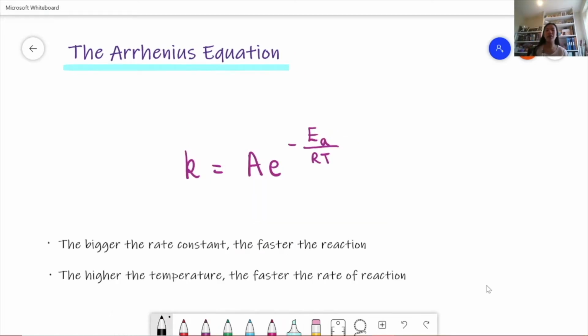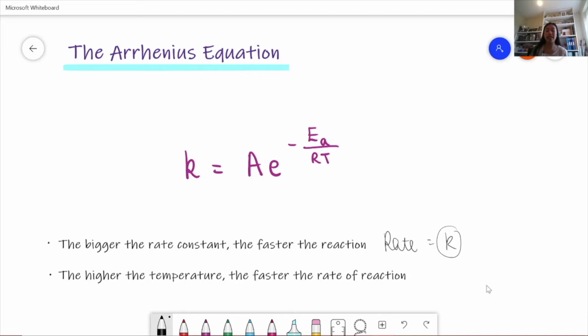Now we're going to talk about the Arrhenius equation, and what this equation calculates is the rate constant k. So we get an exact value for the rate constant. There are two things to note. The first is that the bigger the rate constant, the faster the reaction. And that's because for reactions we normally have rate equals k times something. So if this k is a lot bigger, then the rate will be a lot faster.